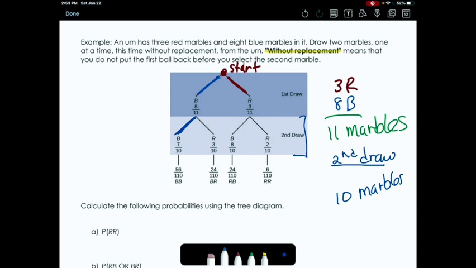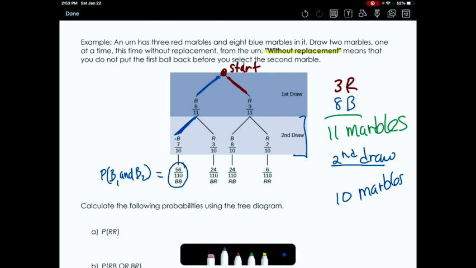So if I pick a blue the first time, then I no longer have 8 blue marbles in this urn. I have 7 marbles. So the probability of getting a blue the second time around, after I already picked a blue, that's 7/10. And then if you look at this total down here, what this means is what's the probability of getting a blue the first time and a blue the second time?